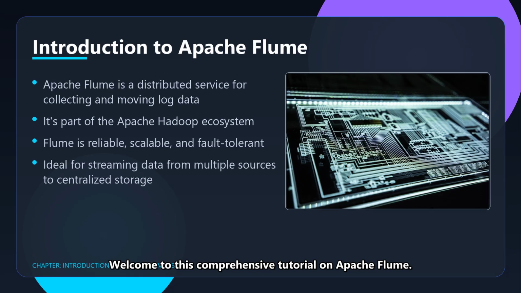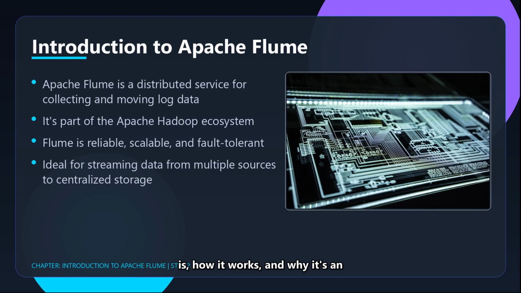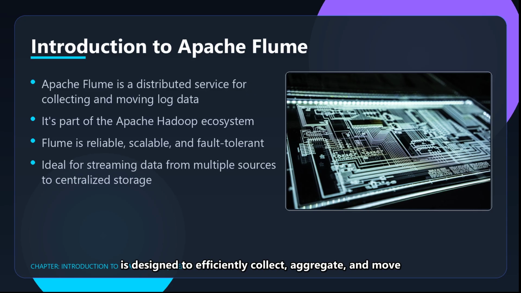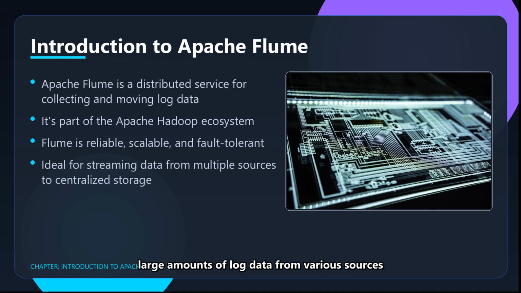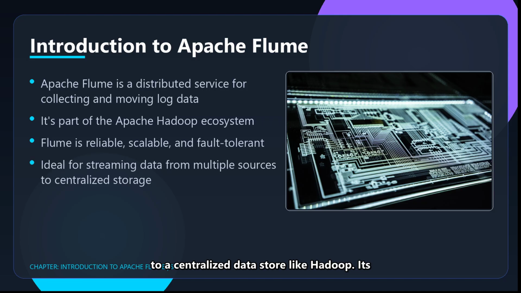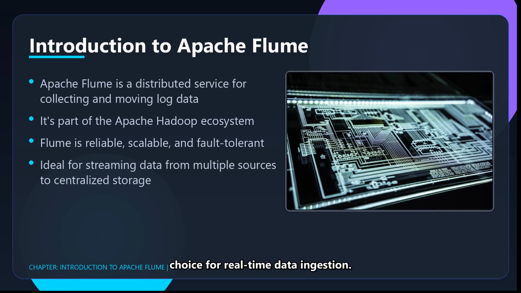Welcome to this comprehensive tutorial on Apache Flume. In this video, we'll explore what Apache Flume is, how it works, and why it's an essential tool in the big data ecosystem. Flume is designed to efficiently collect, aggregate, and move large amounts of log data from various sources to a centralized data store like Hadoop. Its distributed and fault-tolerant architecture makes it a reliable choice for real-time data ingestion.